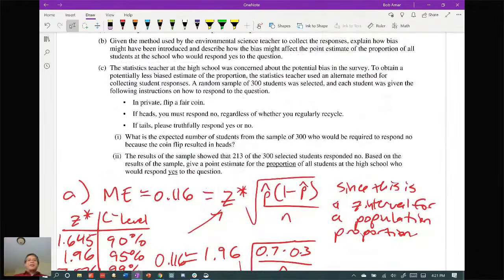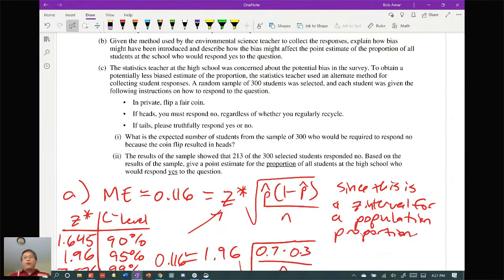All right. So the statistics teacher was concerned about this bias. To obtain a less biased estimate, the stat teacher used an alternate method. And so in private, they flipped a coin, and if they got heads on the coin, they must respond no, regardless of whether they recycled or not. This is actually a very common method of collecting data about sensitive issues.